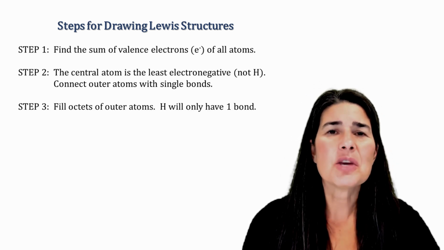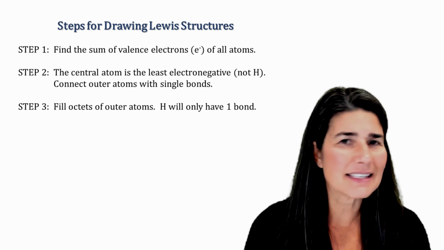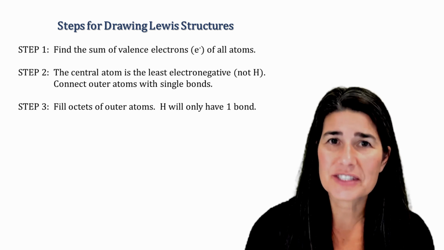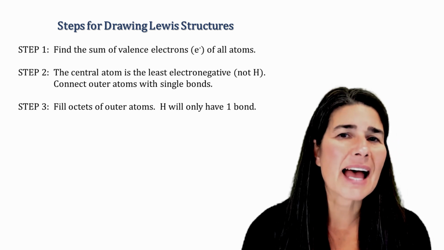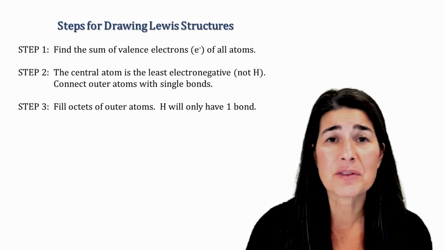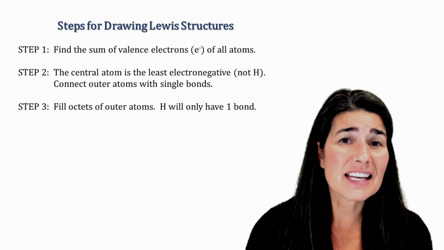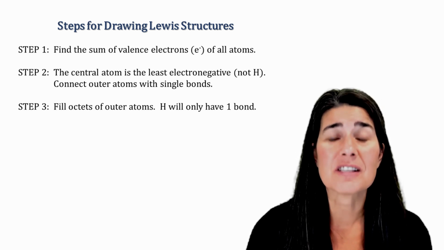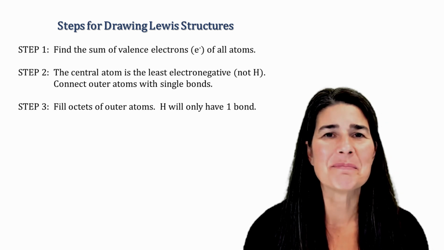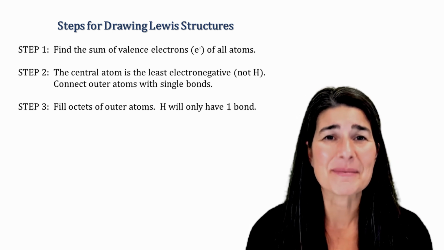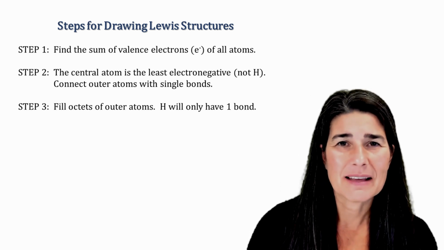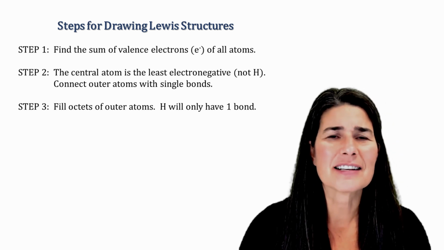Step 3, you want to fill in the octets, 8, of the outer atoms. The atoms that are circling your center, you want to make sure all of the sides are filled up. So we're going to sprinkle lone pairs of electrons around those outer atoms such that each of those atoms will have 8 total electrons around it, except for hydrogen again. Remember, hydrogen is good with 1 bond. It's our tiniest little atom. So that hydrogen only ever gets 2 electrons around it, or 1 bond. But everything else, let's fill up those outer octets.